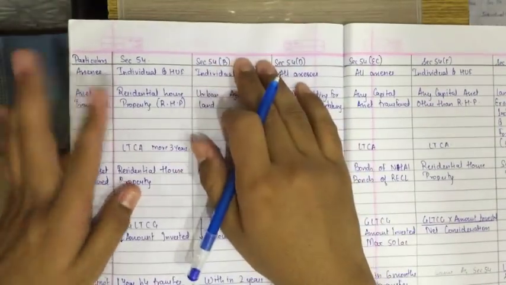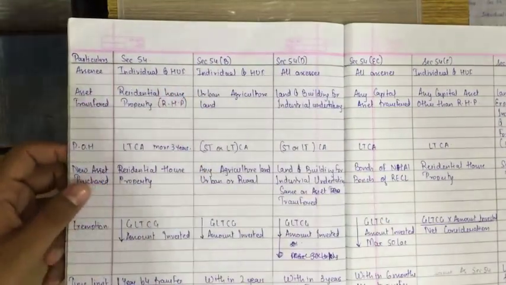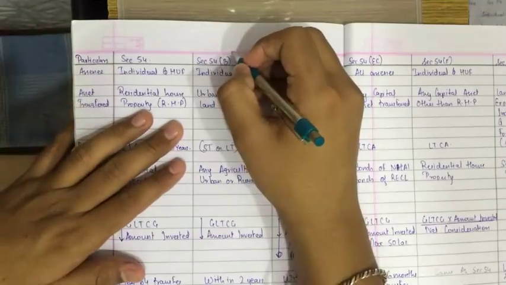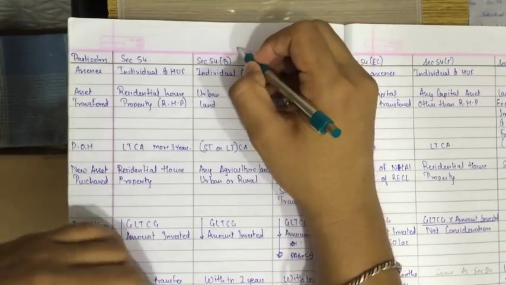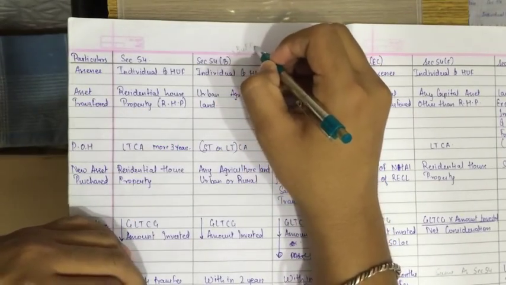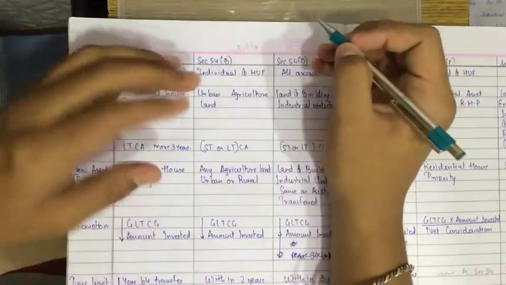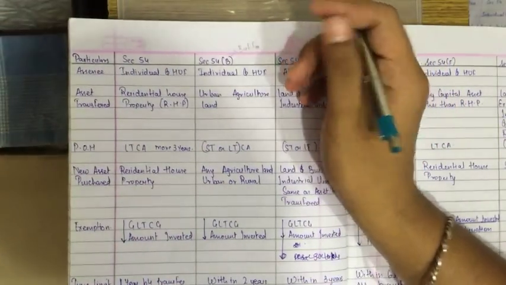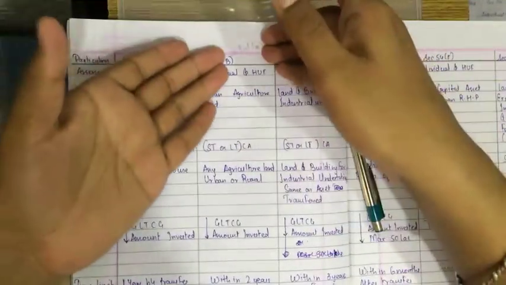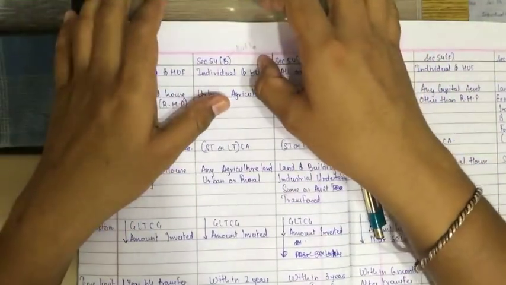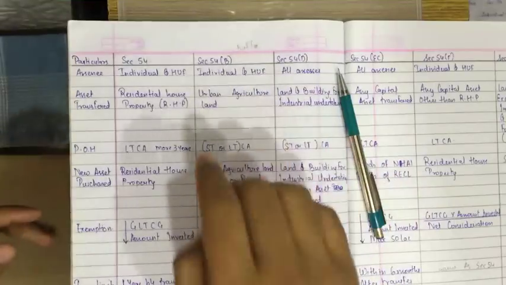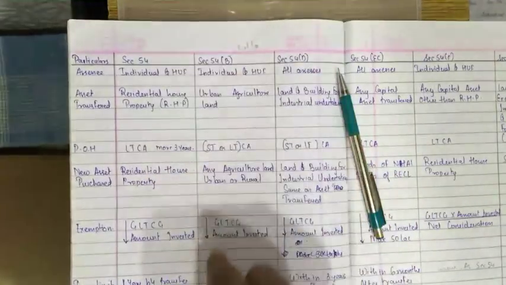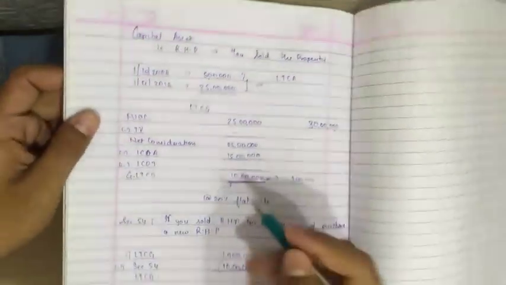Section 54B. To remember Section 54B, you remember it as Buffalo. Just "buff", you remember buff. It will give you a recall. Why I've named it as buff, I'll tell you. Wait, have patience.